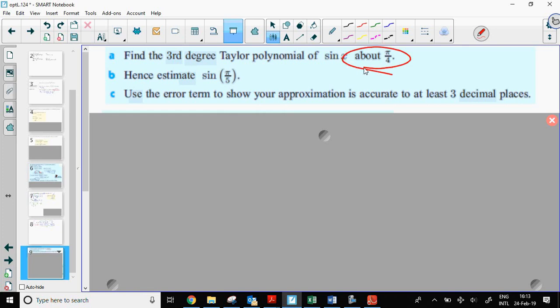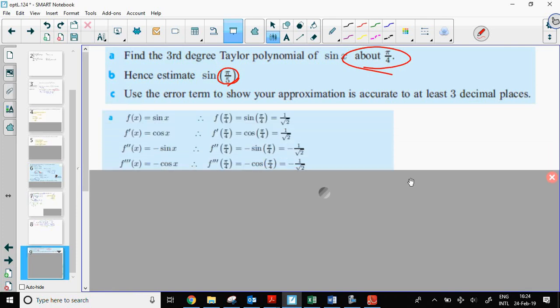We're going to estimate sine of pi over 5. So I've got my center, and I've got my x value already established. Let's look at a and b first, and then we'll talk about part c. We can't just use our Maclaurin series because this is centered at pi over 4. So let's just calculate a couple of derivatives out here.